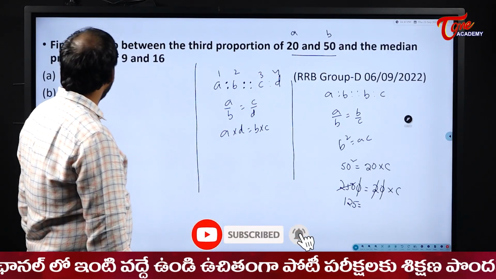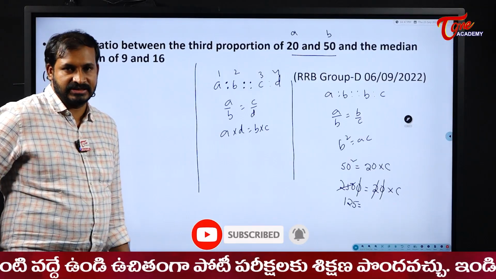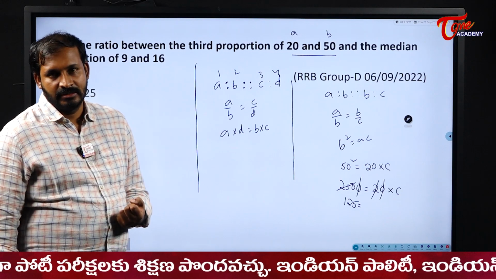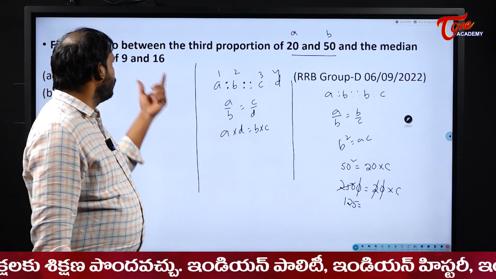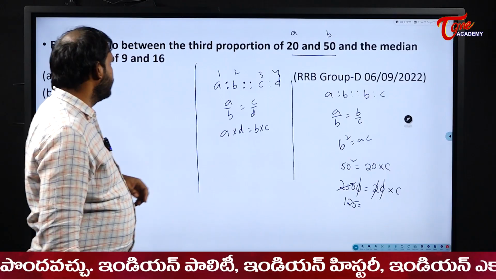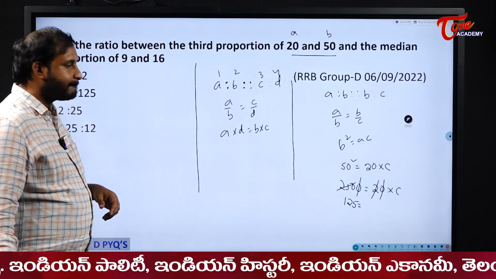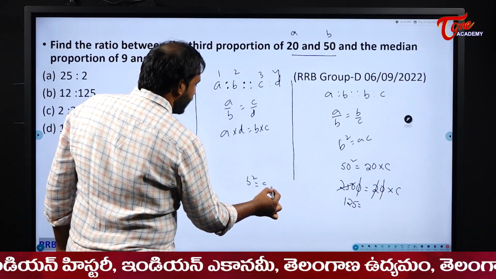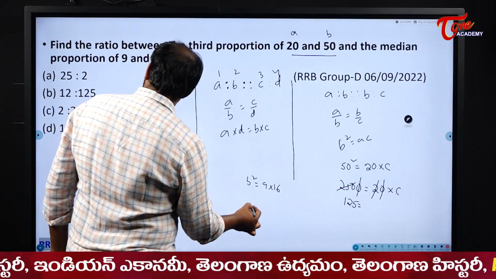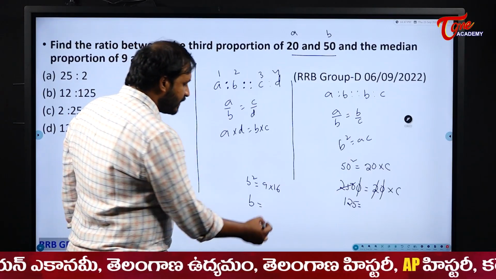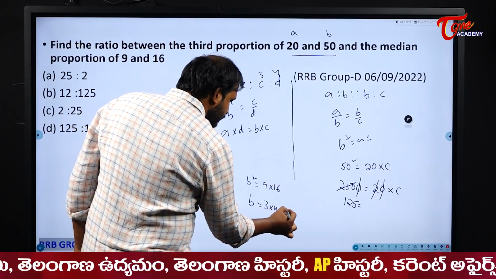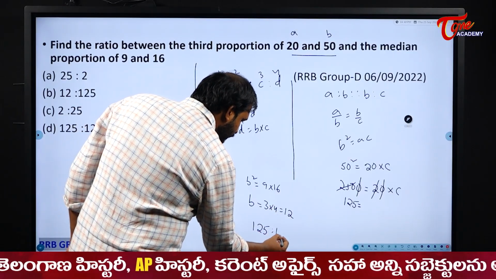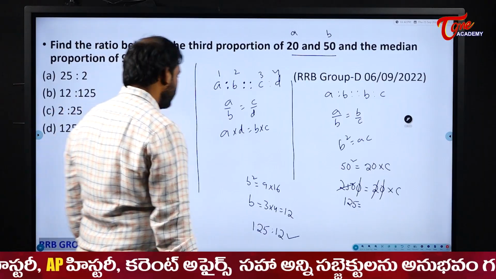Next, the median proportion of 9 and 16. Median proportion is nothing but mean proportion only. So now what is the mean proportion of this? B square is equal to AC, right? So B square is equal to 9 into 16. So what will be B here? B will become 3 into 4, which in turn becomes 12. So our answer here becomes 125 is to 12.